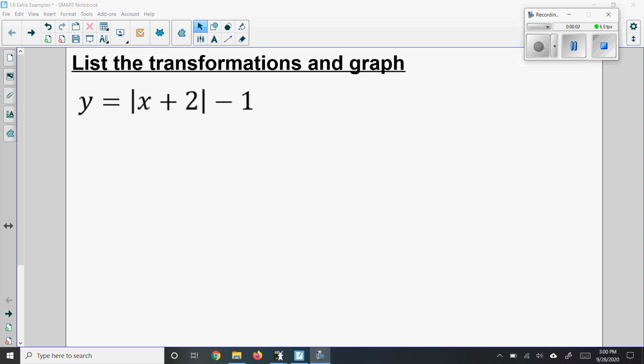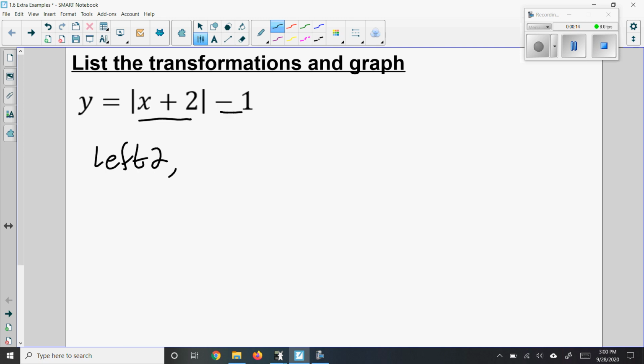Let's take a look at some of these transformations. Here, the +2 is on the inside. That tells me this has gone left 2. This -1 is on the outside, which means it affects the y values. And since it's negative, that means we go down 1.